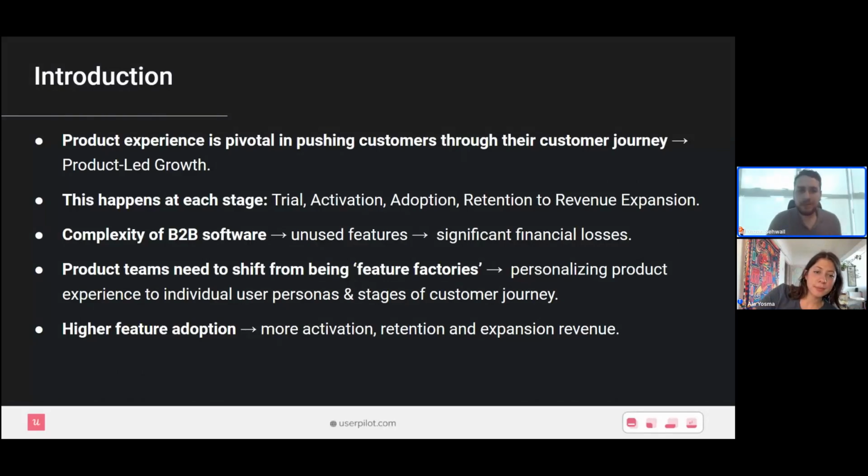Right. Today it is no longer enough for product teams to simply build and design the best features. Instead, the product as a whole must be personalized and tailored to the individual user persona and the stage of the user journey. This is the starting point. We don't want these companies to become feature factories. We also want to emphasize that you're already spending a lot of time and money building these features so that nobody ends up using them.